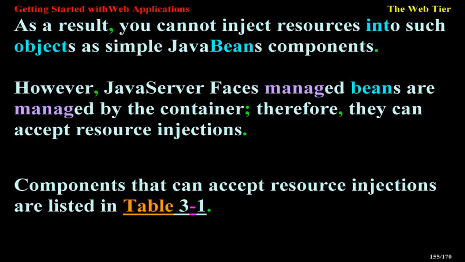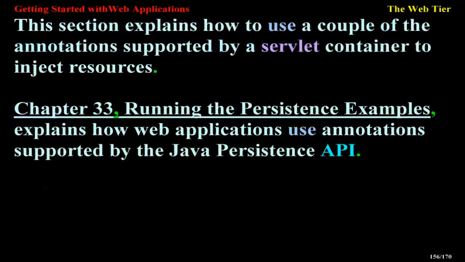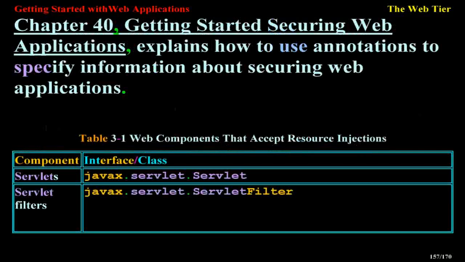Components that can accept resource injections are listed in Table 3-1. This section explains how to use a couple of the annotations supported by a servlet container to inject resources. Chapter 33, Running the Persistence Examples, explains how web applications use annotations supported by the Java Persistence API. Chapter 40, Getting Started Securing Web Applications, explains how to use annotations to specify information about securing web applications.